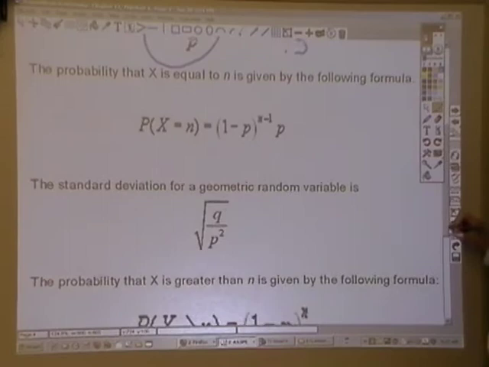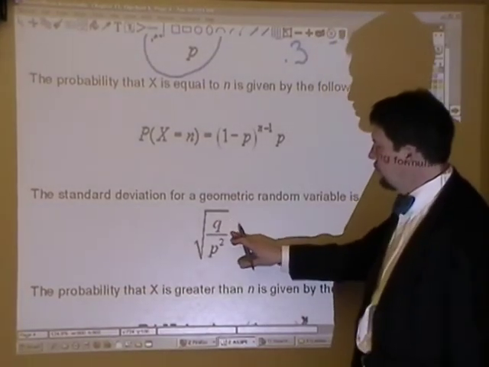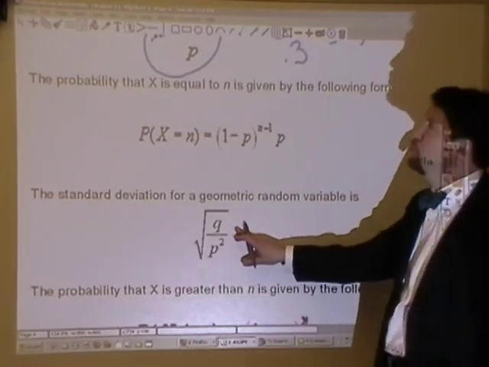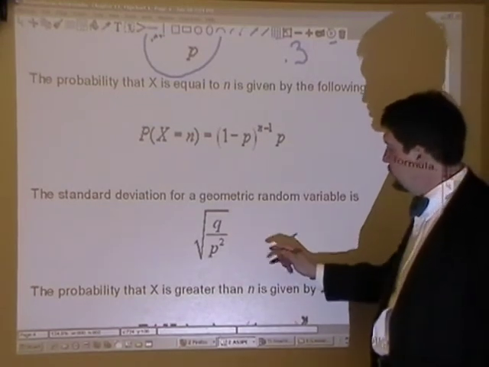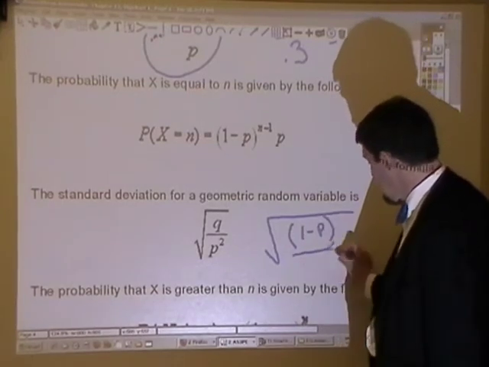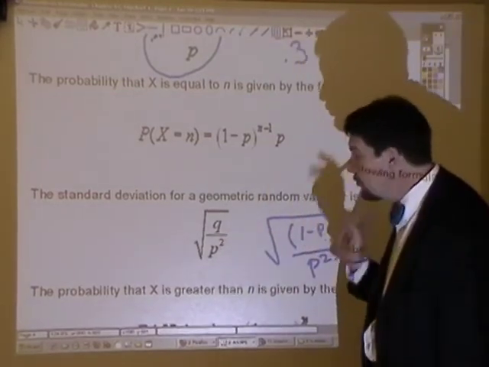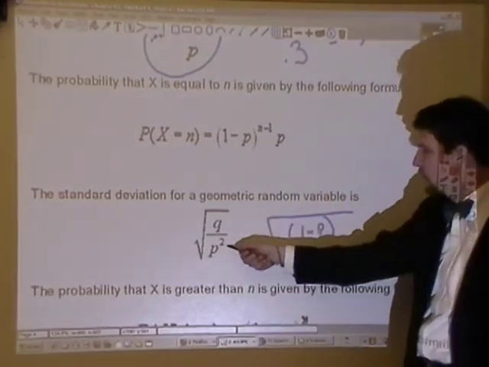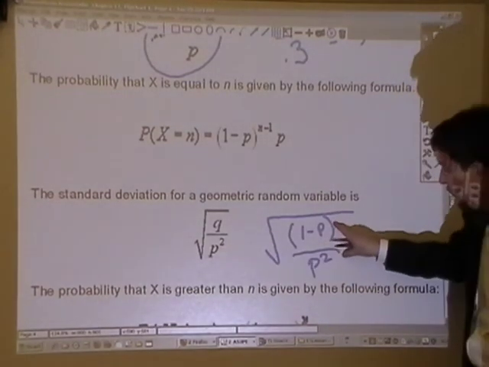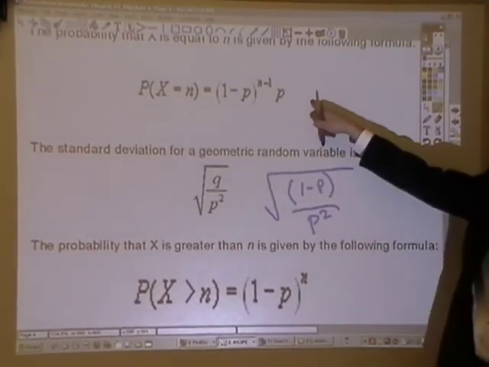Last up here is the standard deviation for a geometric random variable, which is the square root of q over p squared. And q, depending on which book or formula sheet you're looking at, is failure, 1 minus p, so it's the square root of failure over success squared. I don't know why this is written as q here. And you'll probably never have to find the standard deviation of that. It's not on the formula sheet, and this isn't on the formula sheet either.